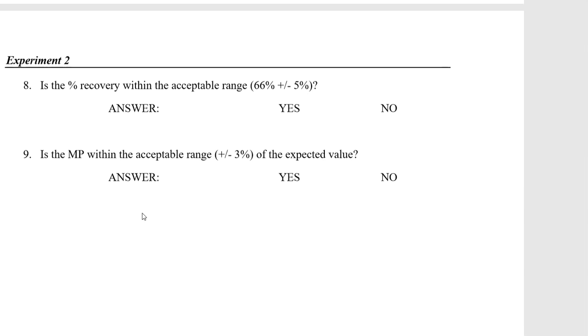Number eight and number nine. Number eight says, is the percent recovery within an acceptable range? This is 66% plus or minus 5. And number nine, is the melting point within an acceptable range? You know what the melting point for benzoic acid should be. Are we within plus or minus 3% of that value? The answer is either yes or no. Those are all calculations that you can do here at the very end of the lab experiment.